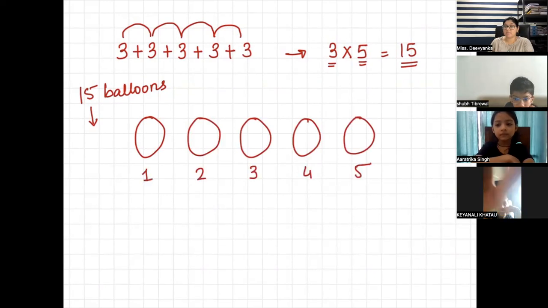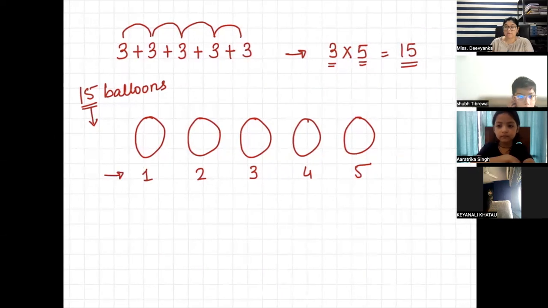How many balloons does each student get? What am I doing? I'm dividing or distributing the number of balloons, that is 15. That is my total number of balloons that I have, correct? And I want to distribute them among 5 children, 5 students. So I will start counting. 1, 2, 3, 4, 5, 6, 7, 8, 9, 10.